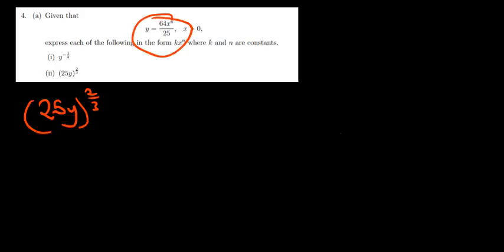Okay, so the second one, we've been given 25y, and then all this is raised to the power 2 over 3. So what are we going to do with this? We can first of all replace y with 64x to the power 6 over 25. So we are going to say 25 multiplied by 64x to the power 6 divided by 25.